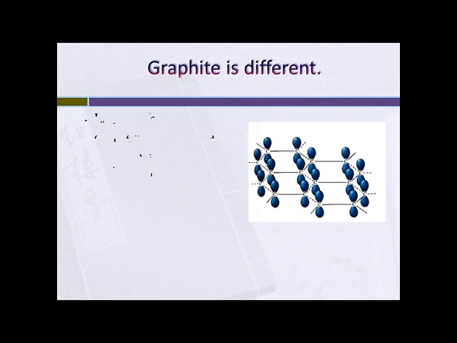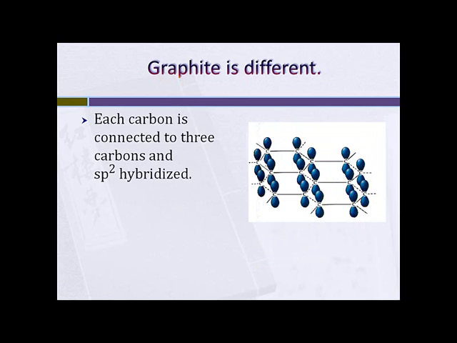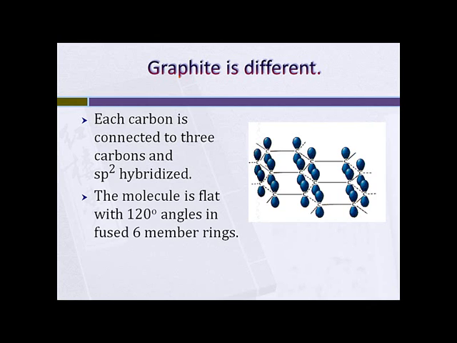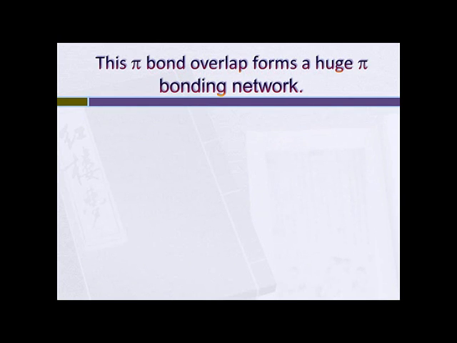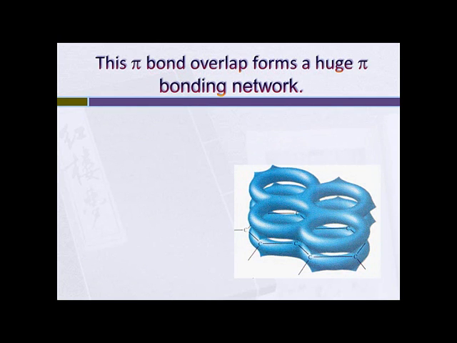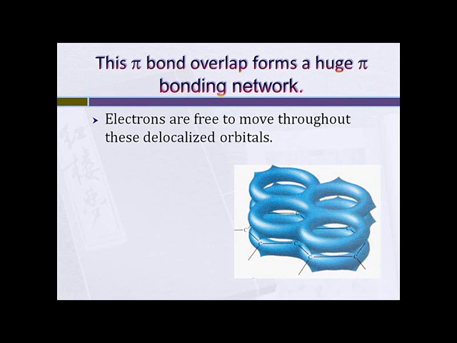Graphite is different. In graphite, each carbon is connected to three others, and it's sp2 hybridized, and so you have that p orbital, where electrons are therefore above and below the planes. And indeed, this flat molecule is made of six-membered rings, and it can move. Those pi bonds are above and below the plane, and because of it, the electrons are free to move throughout.